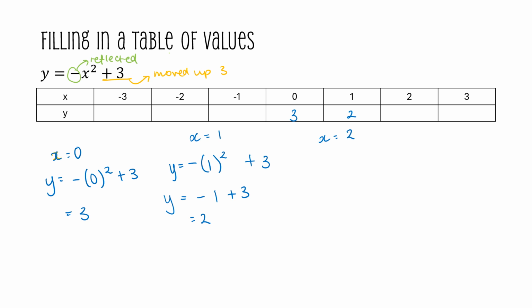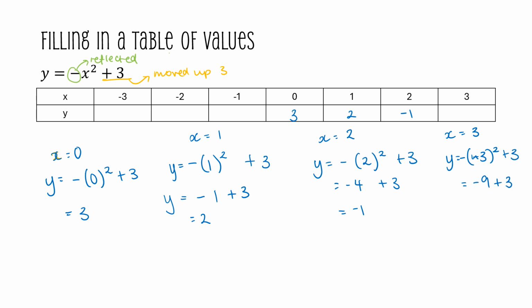Same thing if I was to sub in x equals 2, is that I have to do the power before I do the negative. So this would give me negative 4 plus 3, which gives me negative 1. So see how that's actually going down rather than up from that y-intercept. If I sub in x equals 3, I'm going to have negative of 3 squared plus 3. 3 squared is 9, which means this will be negative 9 plus 3 gives me negative 6.